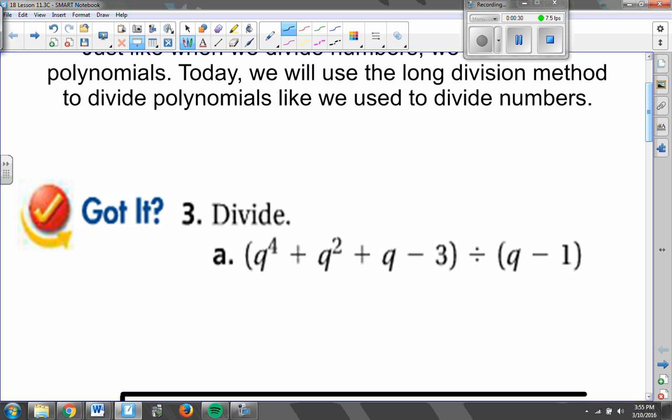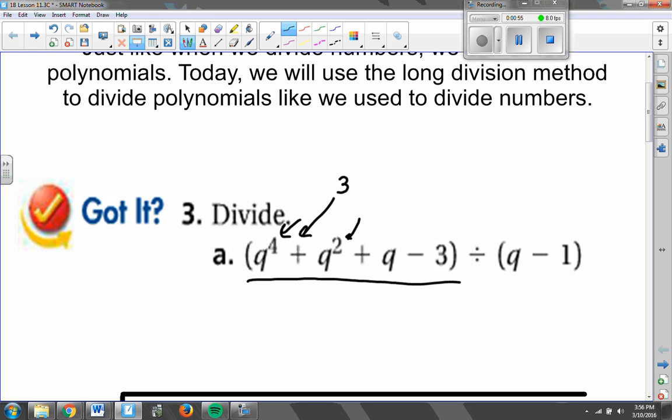If we are asked to divide q to the fourth plus q squared plus q minus 3 by q minus 1, if we look at this first polynomial, what I want you to notice is my exponents go 4 and then straight to 2. So I am missing q to the third, somewhere in between there. Missing q to the third.